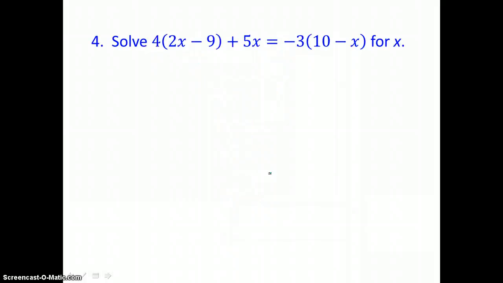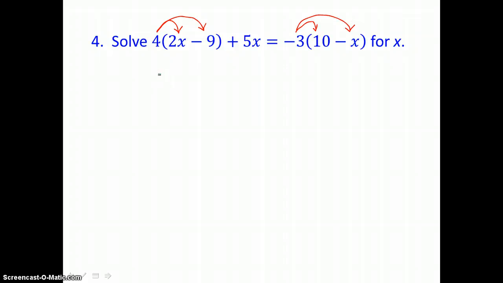Okay, example 4, solving another equation. Solve for x. Look what's in this equation, parentheses. Okay, we're going to have to distribute to get rid of parentheses first. So we're going to multiply 4 to both terms inside parentheses on the left-hand side. We're going to multiply negative 3 to both terms inside parentheses on the right-hand side.